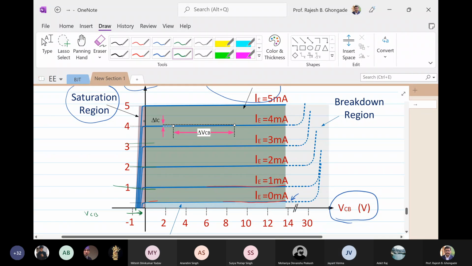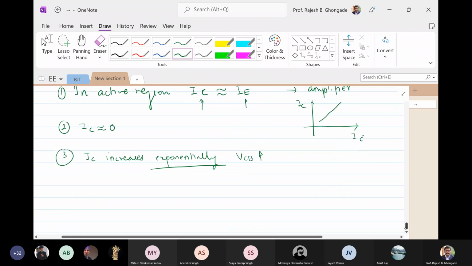There is an exponential increase in the collector current for a constant value of IE. तो ये बन गया saturation region. Please understand these three regions very clearly. ट्रांजिस्टर के आउटपुट कैरेक्टरिस्टिक्स में, बाइपोलर जंक्शन ट्रांजिस्टर के आउटपुट कैरेक्टरिस्टिक्स में कौन से रीजन होते हैं? सैचुरेशन रीजन, एक्टिव रीजन, कट ऑफ रीजन. उसमें करंट रिलेशनशिप कैसे होता है?